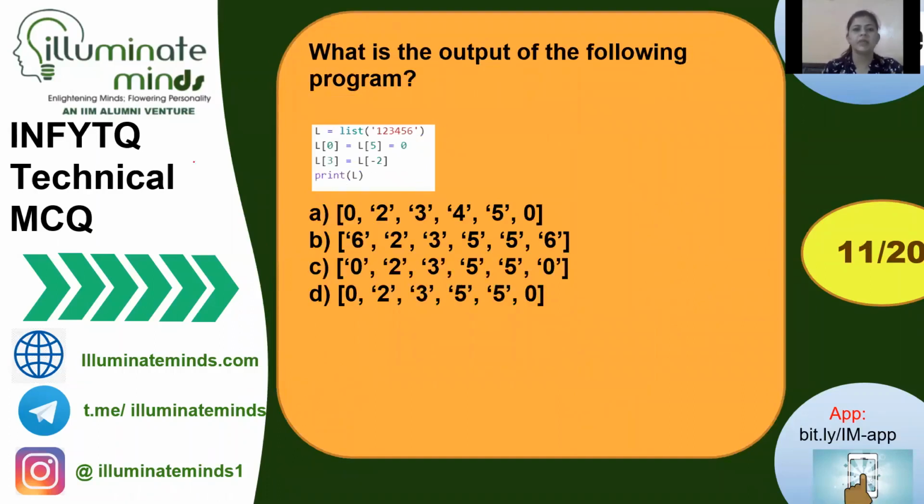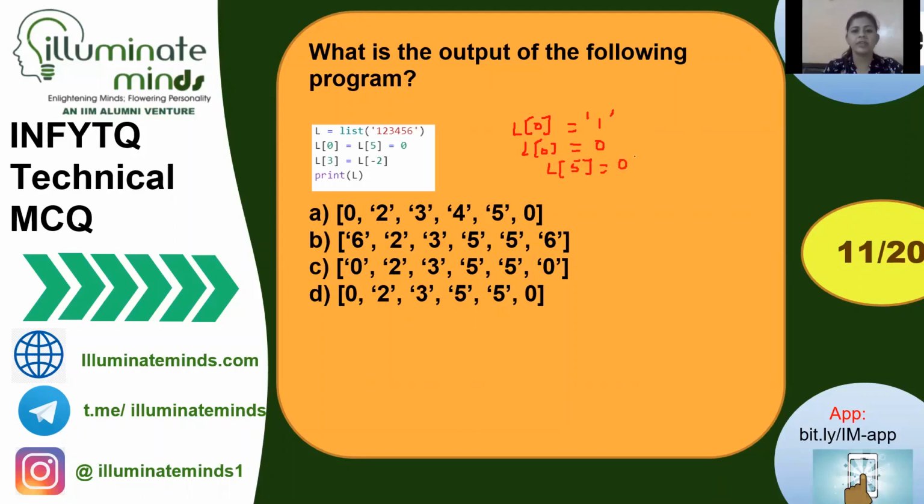Question number 11. What is the output of the following program? Here we are given one list: 1, 2, 3, 4, 5, 6. Then some operations are being performed. When a list like this is given inside quotes, if I access L[0], it will give me 1. Now we are assigning it a value. L[0] is being assigned a value 0 and L[5] has also been assigned a value 0.